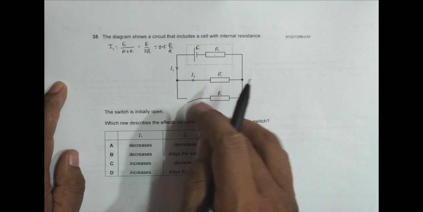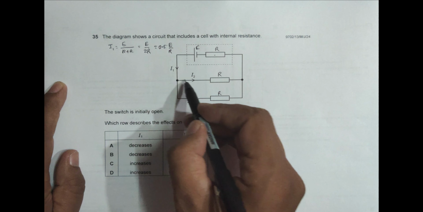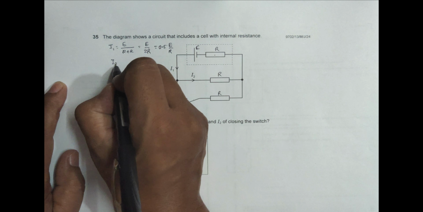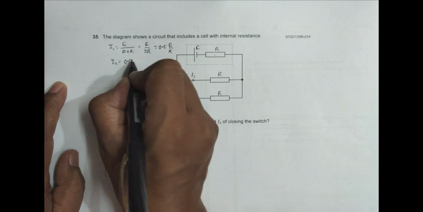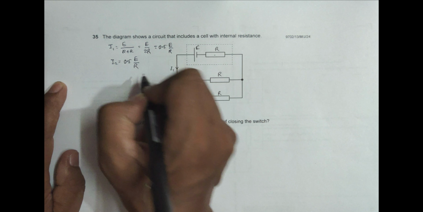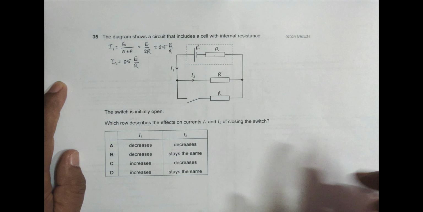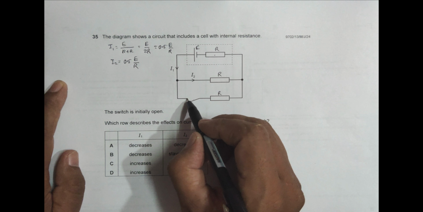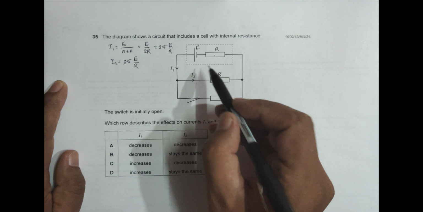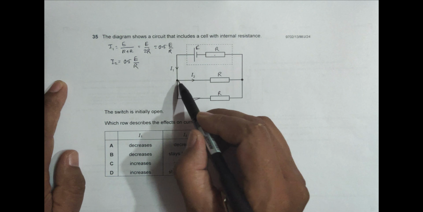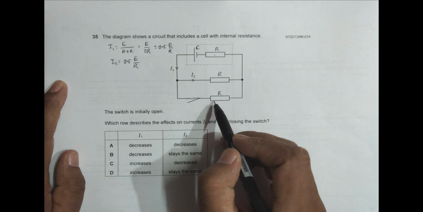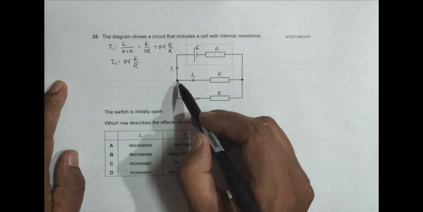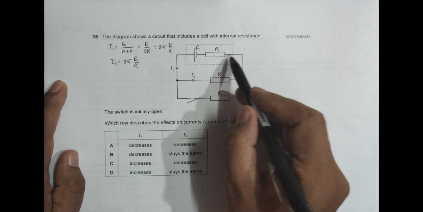Now, since we don't have this current, I1 should be equal to I2 because it's on the same path. So I2 also is equal to 0.5 E by R. So I1 equals 0.5 E by R and I2 is also like this. Now we close the switch. When we close the switch, the current here will divide and go to this path as well as this path. So current comes from here, divides here, combines here and goes back.